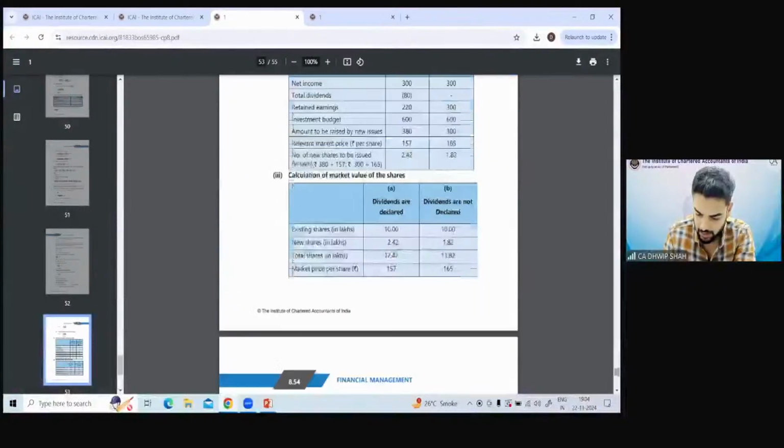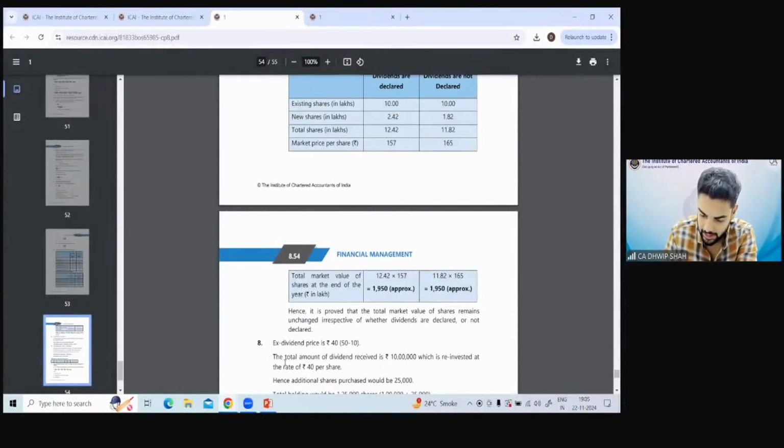So can you see the solution? 19.5. This is in lakhs. Hence, it is proved that the total market value of the shares remains unchanged, whether dividends are declared or not. Any questions, friends? Any doubts in the approach?